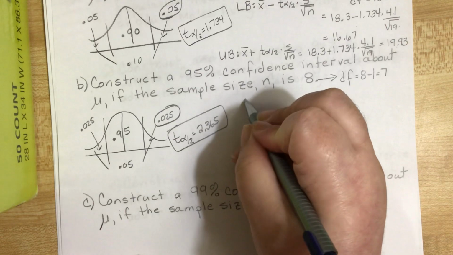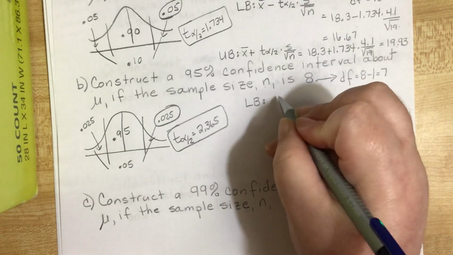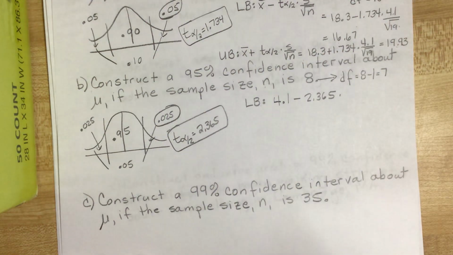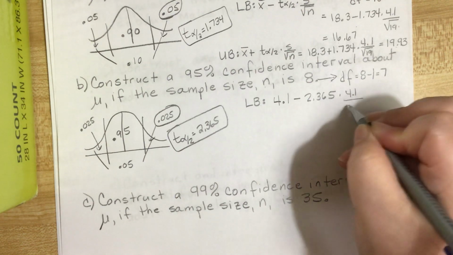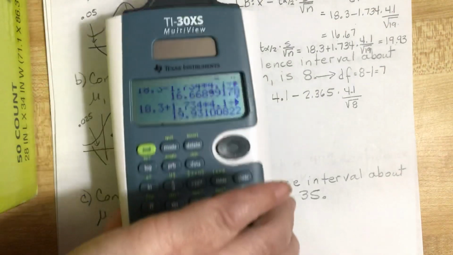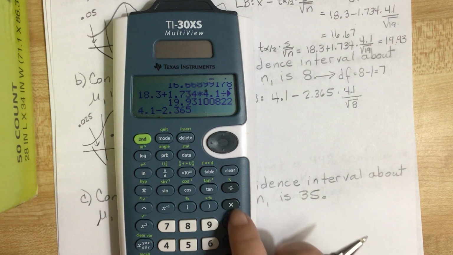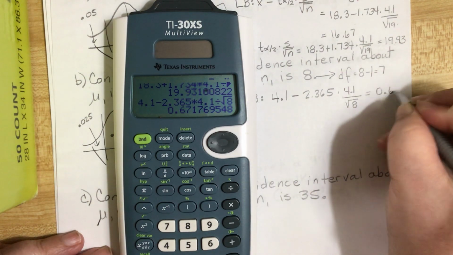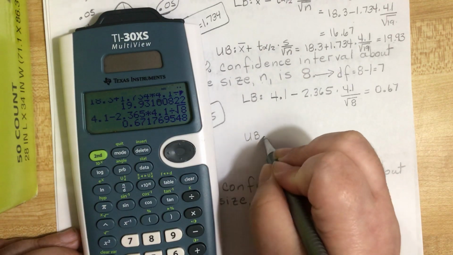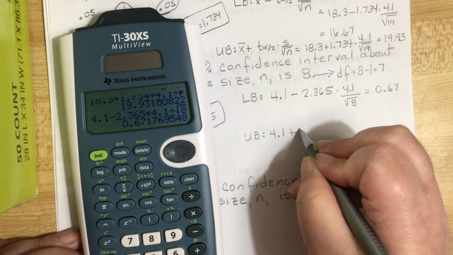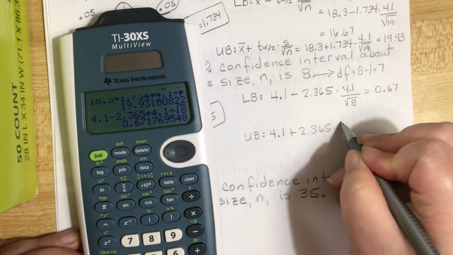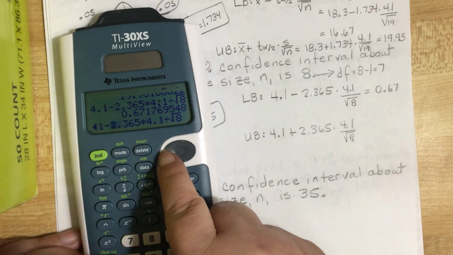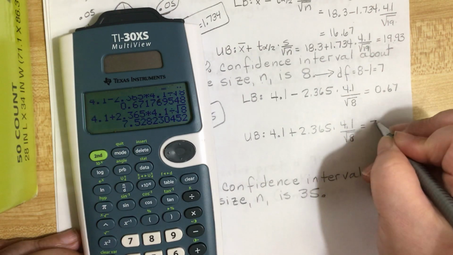So I'm going to go do my confidence interval with the mean minus my 2.365 times the standard deviation 4.1 over the square root of 8, and that's going to give me 4.1 minus 2.365 times 4.1 divided by the square root of 8, and that gives me 0.67. And if we just change that subtraction sign to an addition sign, we're going to have 4.1 plus 2.365 times this 4.1 over the square root of 8. Let me snag that. Go change that to a plus sign. And I get 7.53.